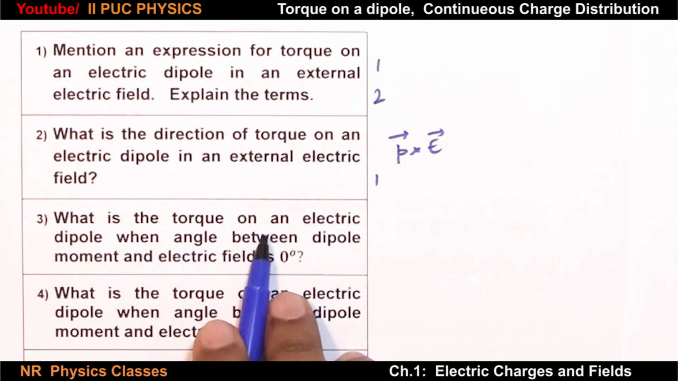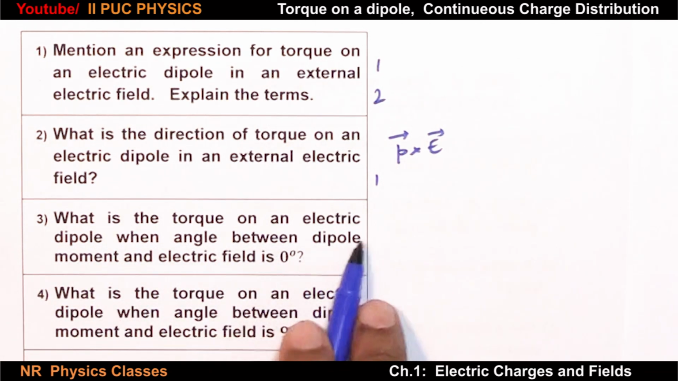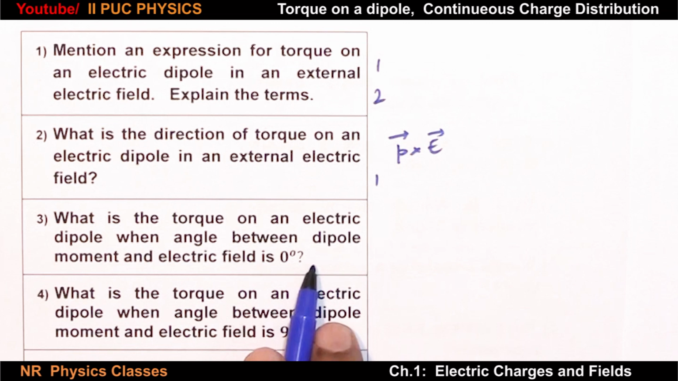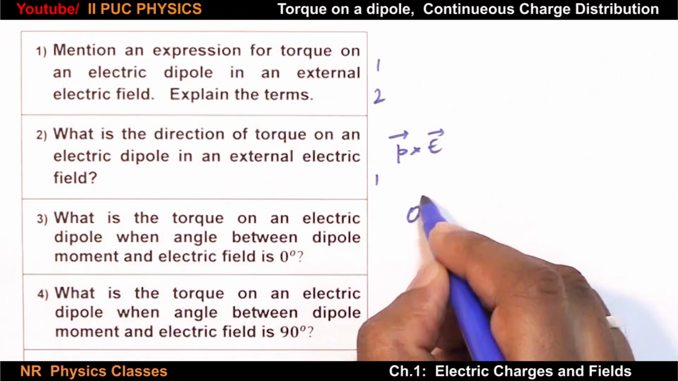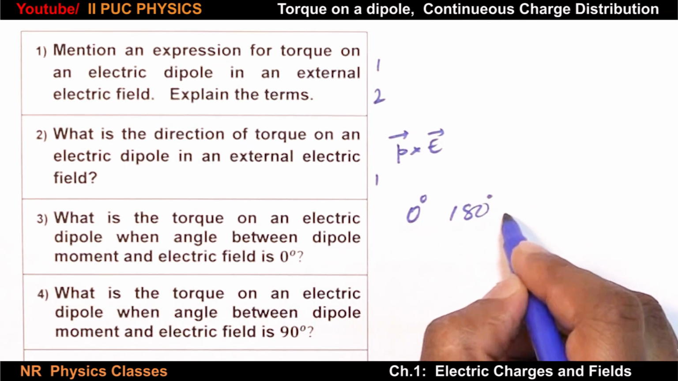What is the torque on an electric dipole when angle between dipole moment and electric field is 0? There are 3 cases, right? Extreme cases: 0 degree, 180 degree and 90 degree.